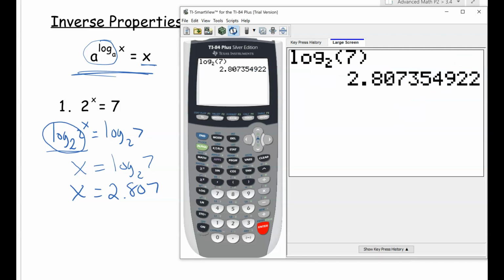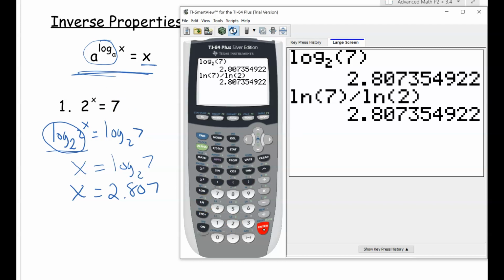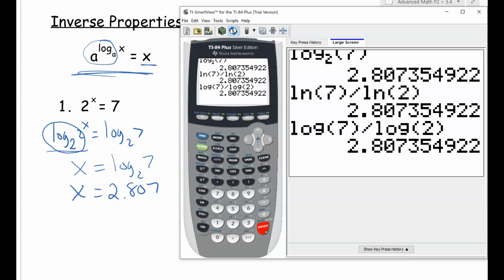Well, what if you don't have that calculator? How do we do that? Well, we can use the change of base. So we can say ln of 7, in parentheses, divided by ln of 2, and we should get the exact same answer. You could use the log button as well. You could say log 7 divided by log 2. This is what we learned in the last section. It's called the change of base formula. So either way works. If you just have a basic scientific calculator on your phone or online or on your computer, you can use the change of base to get your answer.